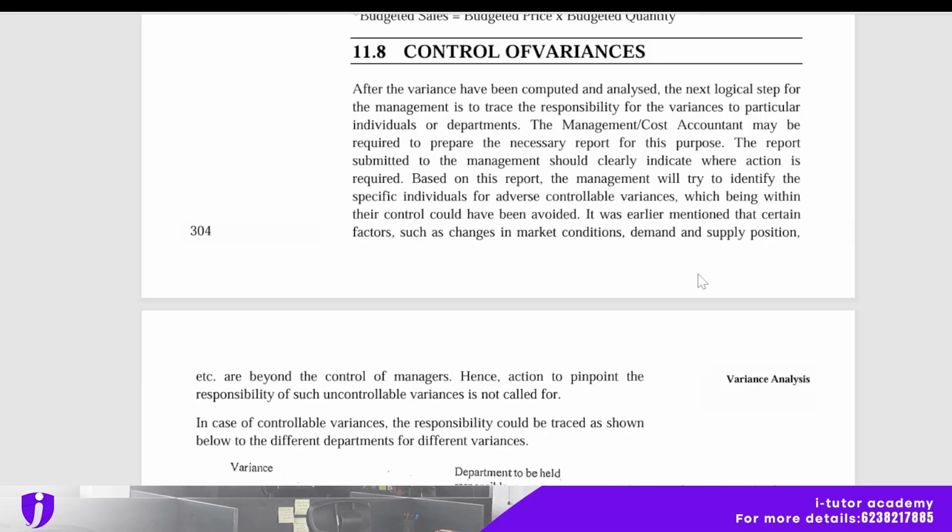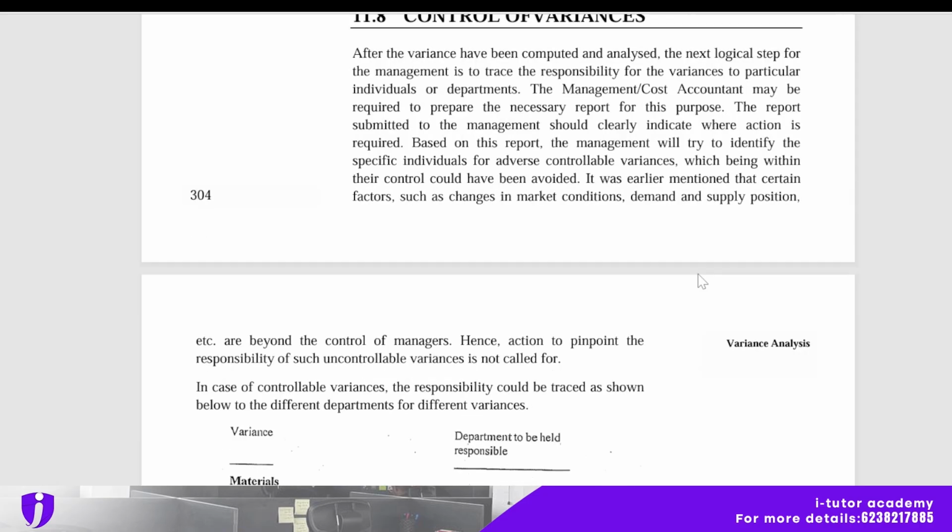answer writing. And control of variances. After the variances have been computed and analyzed, the next logical step for the management is to trace the responsibility for the variance to a particular individual or department. The management or cost accountant may be required to prepare a necessary report for this purpose. The report submitted to the management should clearly indicate where action is required. Based on this report, the management will try to identify the specific individual for adverse controllable variance, which with their control could have been avoided.